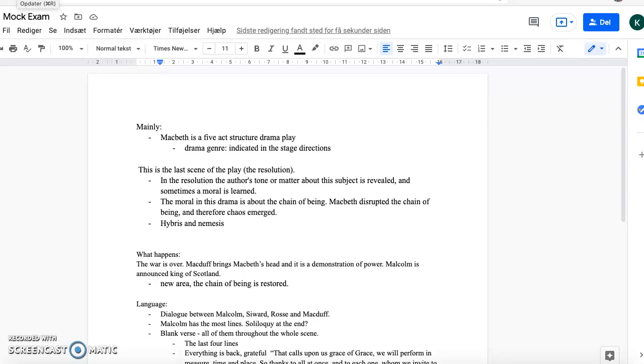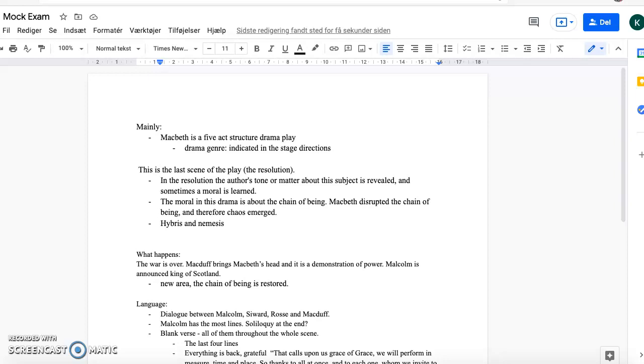Hello, Pernille. This is my mock exam about Shakespeare's Macbeth, and I will be talking about scene 9 from the last act, which is Act 5. This is because Macbeth is a 5-act structured drama play. And I know that this is a drama play.